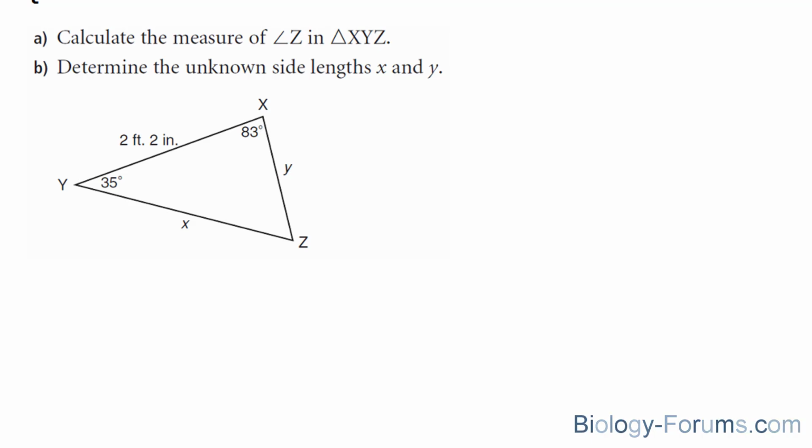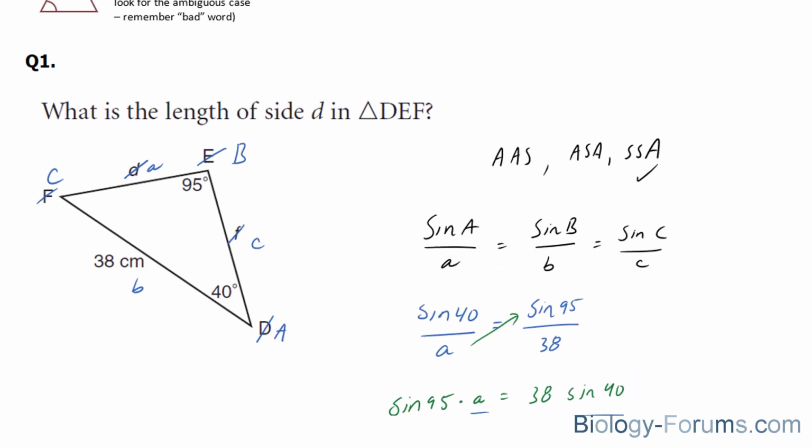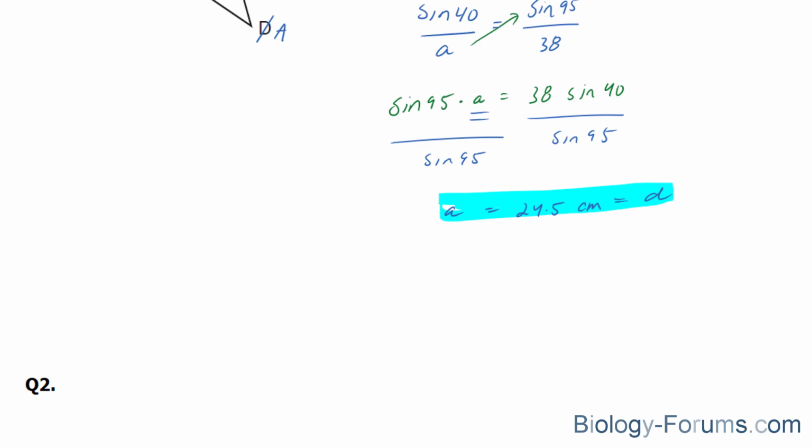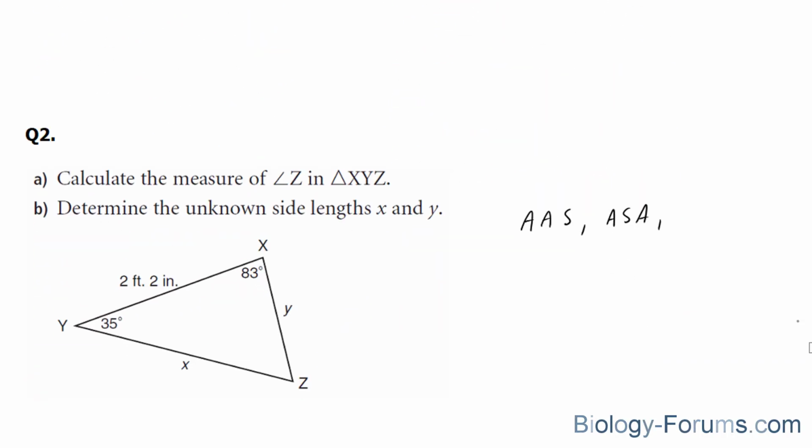The first thing that I'll do is write down the patterns. AAS, ASA, and the last one was side angle. So let's see if this triangle fits this criteria. We have angle, side, angle. There we go. So yes, we can use the sine law.